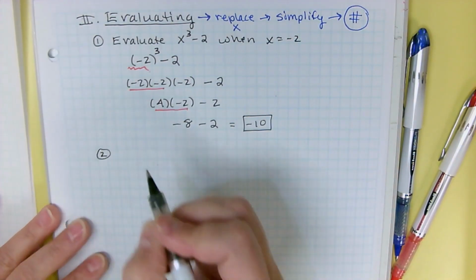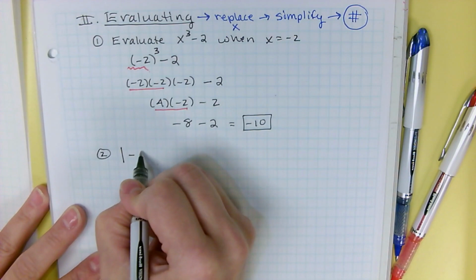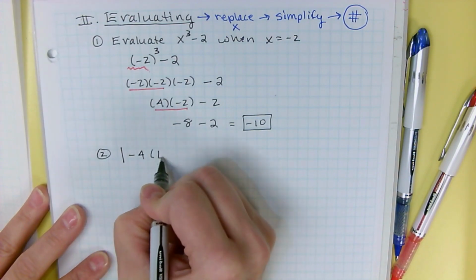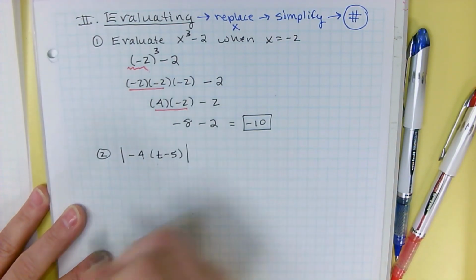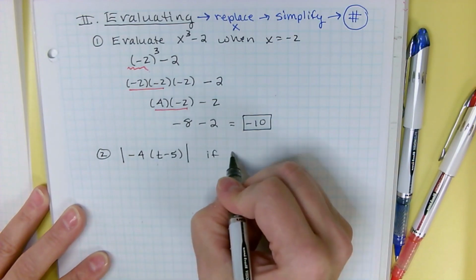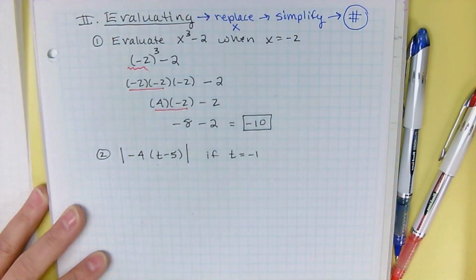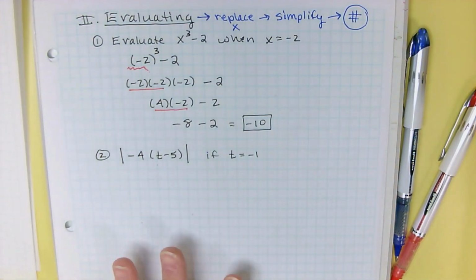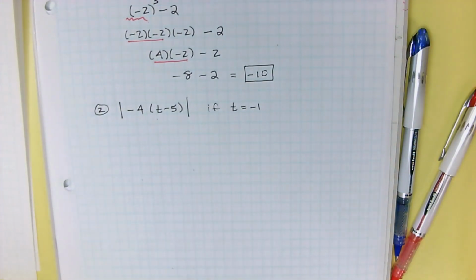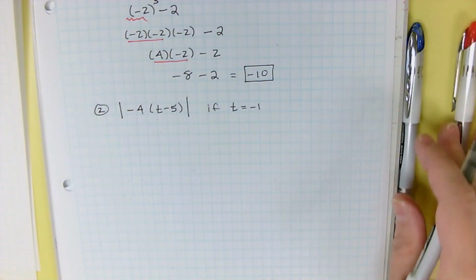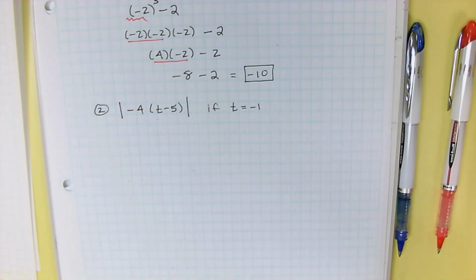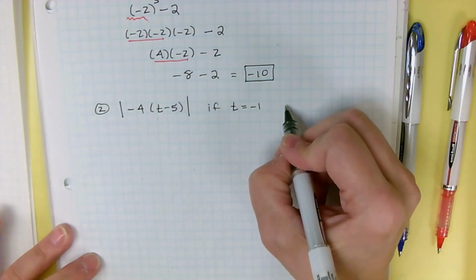All right, last problem. Absolute value of negative 4 times t minus 5 if t equals negative 1. You'll notice I put little tails on my t's. That's just a handy little tool because it makes them not look like pluses. And if they look like pluses, it messes with your algebra brain. Algebra is visual. If it looks like a plus, you're going to think it's a plus. So this is another evaluate.